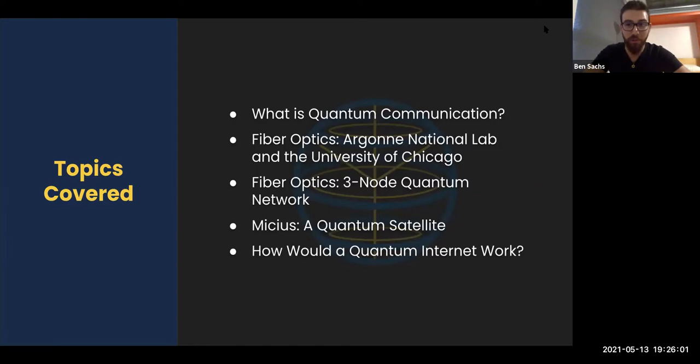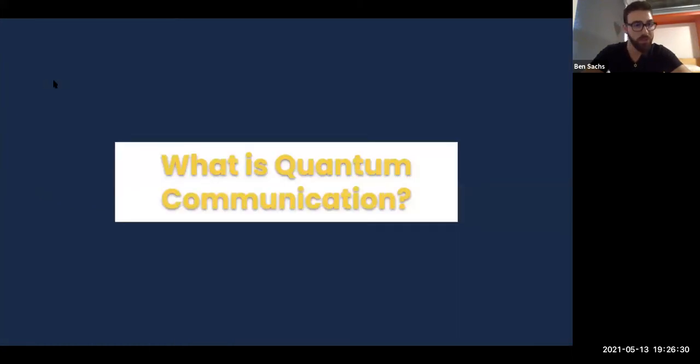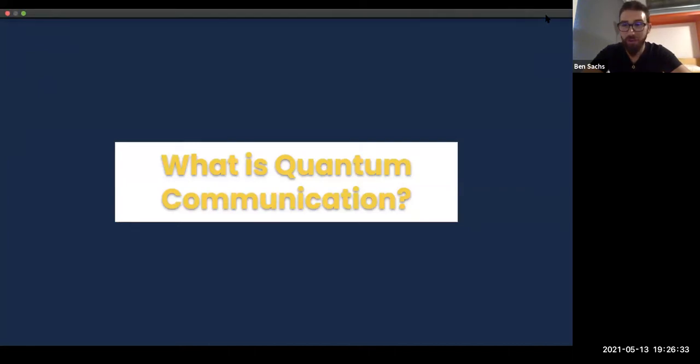So this is a general outline of what we're going to talk about today. We're going to talk about what quantum communication is. We're going to talk about some fiber optic experiments that are being done in this field at Argonne National Lab and the University of Chicago. We're going to talk about a three-node quantum network and what that means, and a satellite that you might have heard of that has been launched by the Chinese government, called Micius. And at the end, we'll talk about how a quantum internet would work. So the question is, what is quantum communication? You might have heard of quantum computing. You might not have heard of quantum communication.